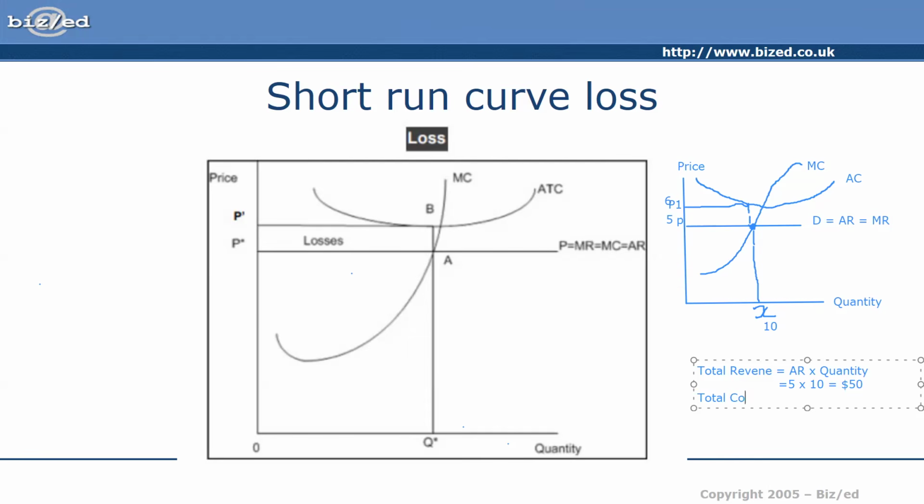My total cost will be my average cost times quantity. What's my average cost? 6. And the quantity is 10. So that's 60. So how much is my loss? 10. My loss is $10. So again, it's all about where the average cost curve is located. Everything else stays the same except the average cost curve.